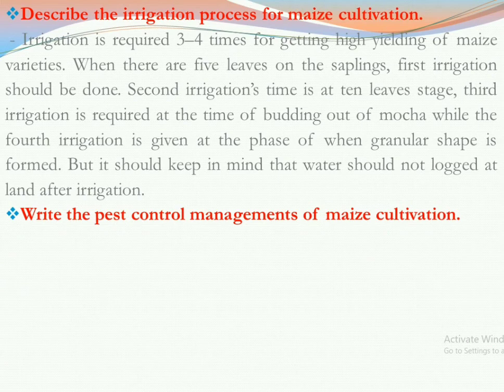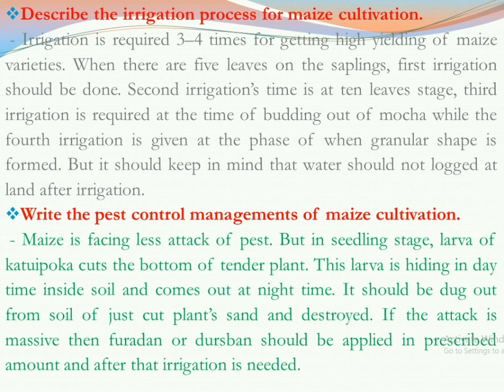Now let us know the pest control management of maize cultivation. Maize faces less attack of pest. It is very good for maize cultivation, but in the seedling stage, the larva of Katuapuka cuts the bottom of the tender plant. Basically, this affects maize cultivation a lot. In the seedling stage, if the Katuapuka attacks, then it destroys the plant. This larva hides in the daytime inside soil and comes out at night time. So it's very difficult to catch it. It should be dug out from the soil around just-cut plants and destroyed.